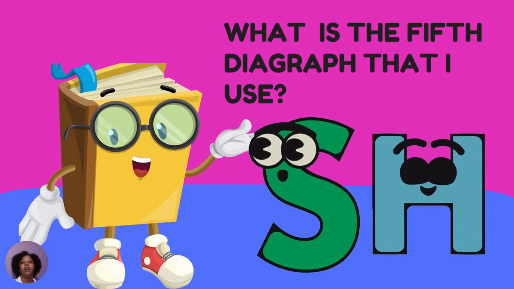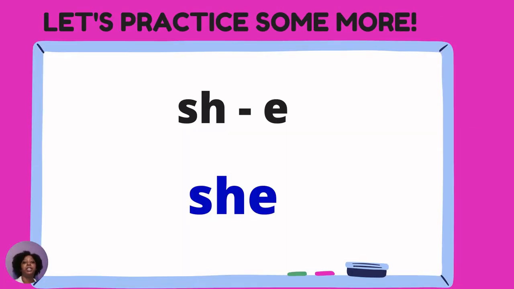Now let us practice. I've showed you the word she before, and let's look at it again. So S and H, sh, and then you say the name of E, sh, E.